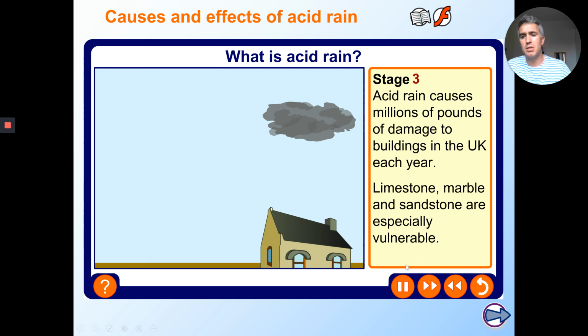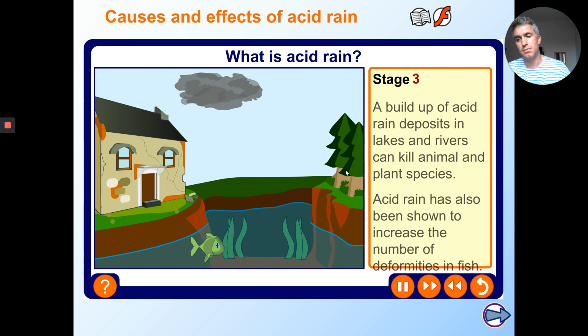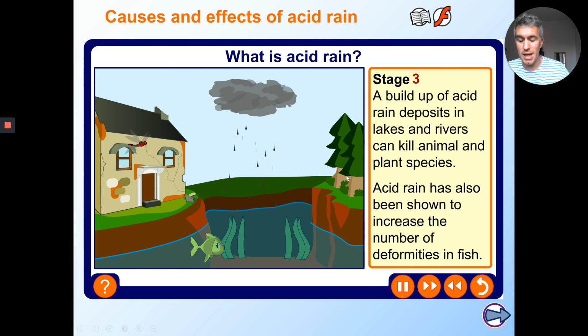The rain causes millions of pounds of damages to buildings in the UK every year. Also, limestone, marble and sandstone are especially vulnerable. Rain just dissolving your house. Truly a terrifying prospect, particularly in a country like this where there is a lot of rain. It also can go into rivers and lakes and the sea, killing small things and fish and other things.